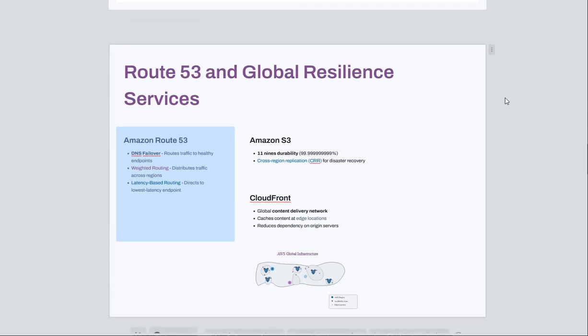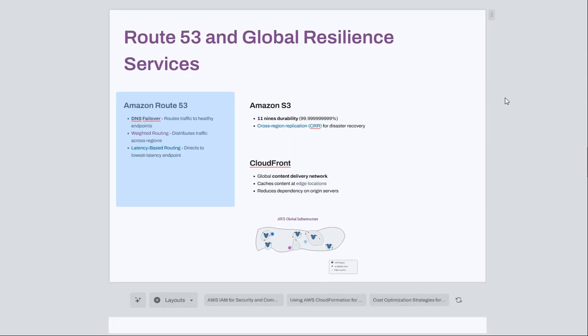All right, so let's go into this one. This is Route 53 and Global Resilience Services. That is the AWS DNS service, right? This Route 53 plays a very big role in automatic failover scenarios, right? Amazon Route 53 is used for DNS failover, and routes traffic to healthy endpoints, right?